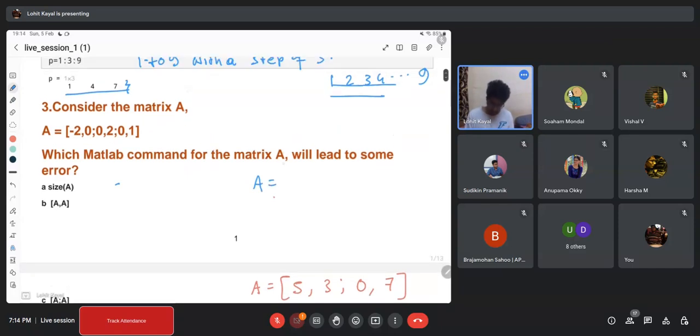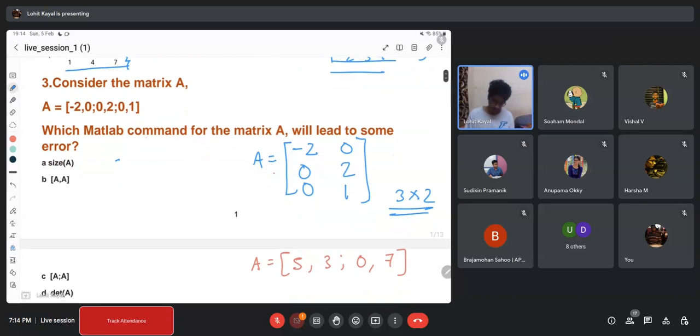A equal to, see, the first element will be -2, then comma means it will be a new column, so 0. Then colon means a new row, element will be 0. Then again comma means a new column, 2. Then again colon, a new row, 0, and a comma, that means a new column, 1. So this is a 3 cross 2 matrix, right? I hope you have understood how I am going from here to here.